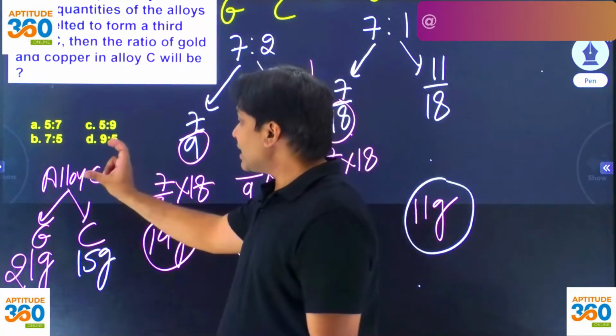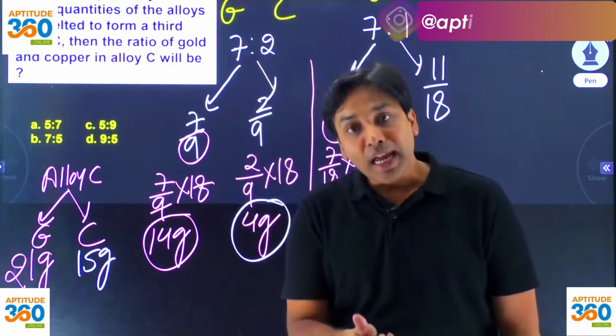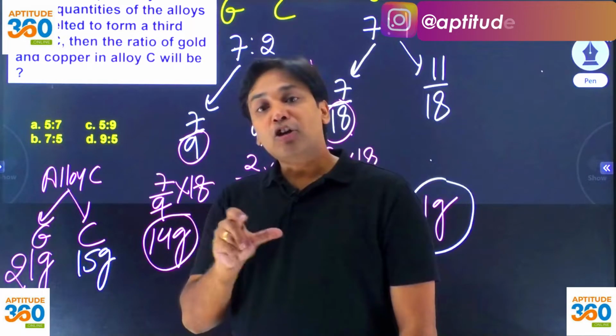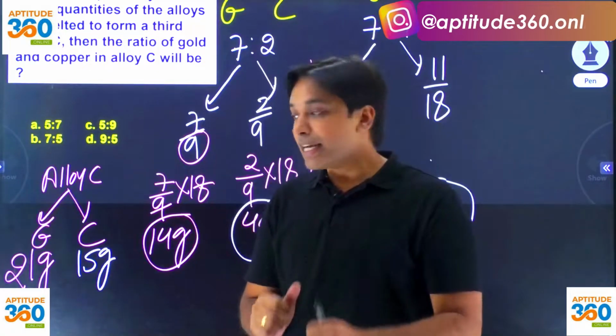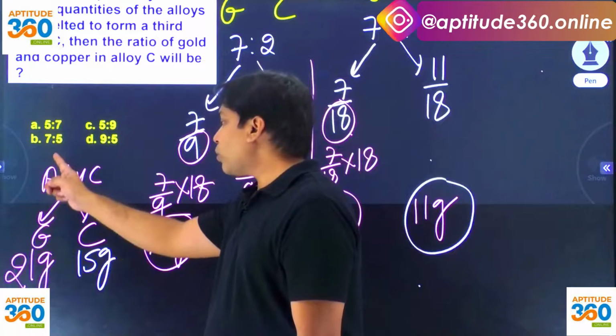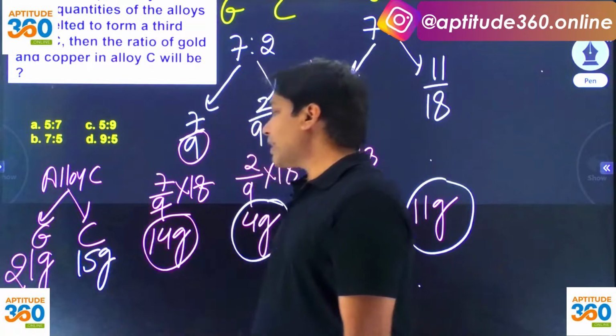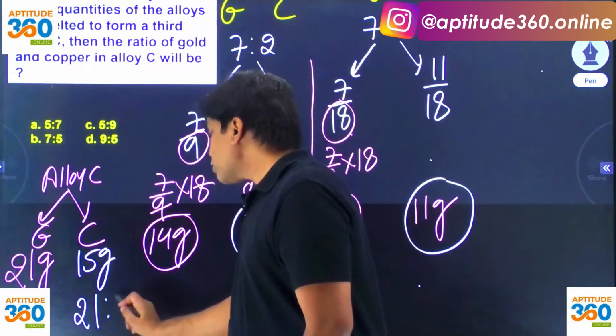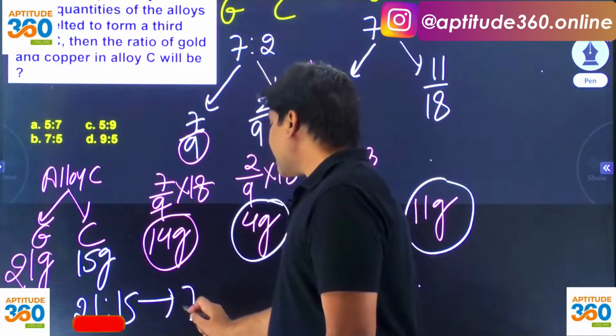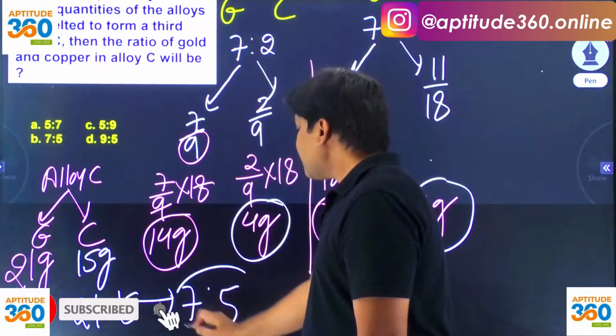So you see 21 plus 15 is 36 gram. You took 18 gram of alloy A and 18 gram of alloy B. In alloy C the total quantity is 36 gram. Out of that 36 gram you have got 21 gram gold and 15 gram copper. And what is going to be the ratio? You simplify this. 21:15, if you take it, how much will it come? 7:5. The work is done.